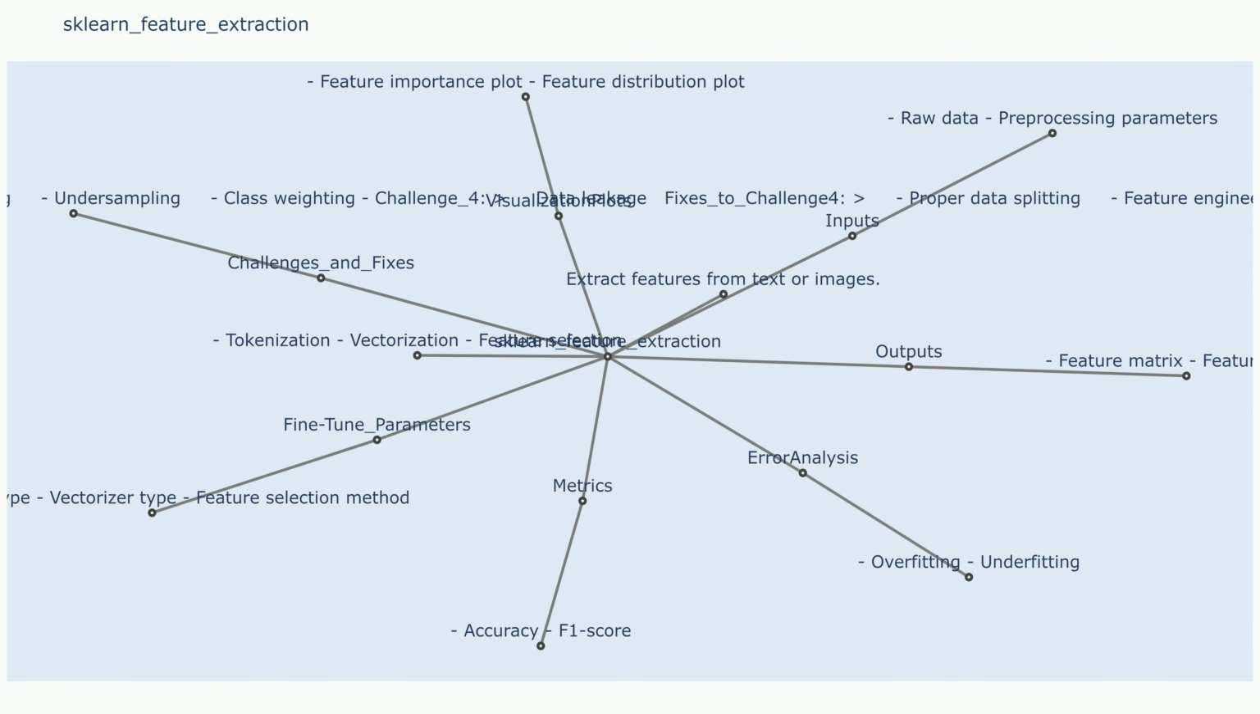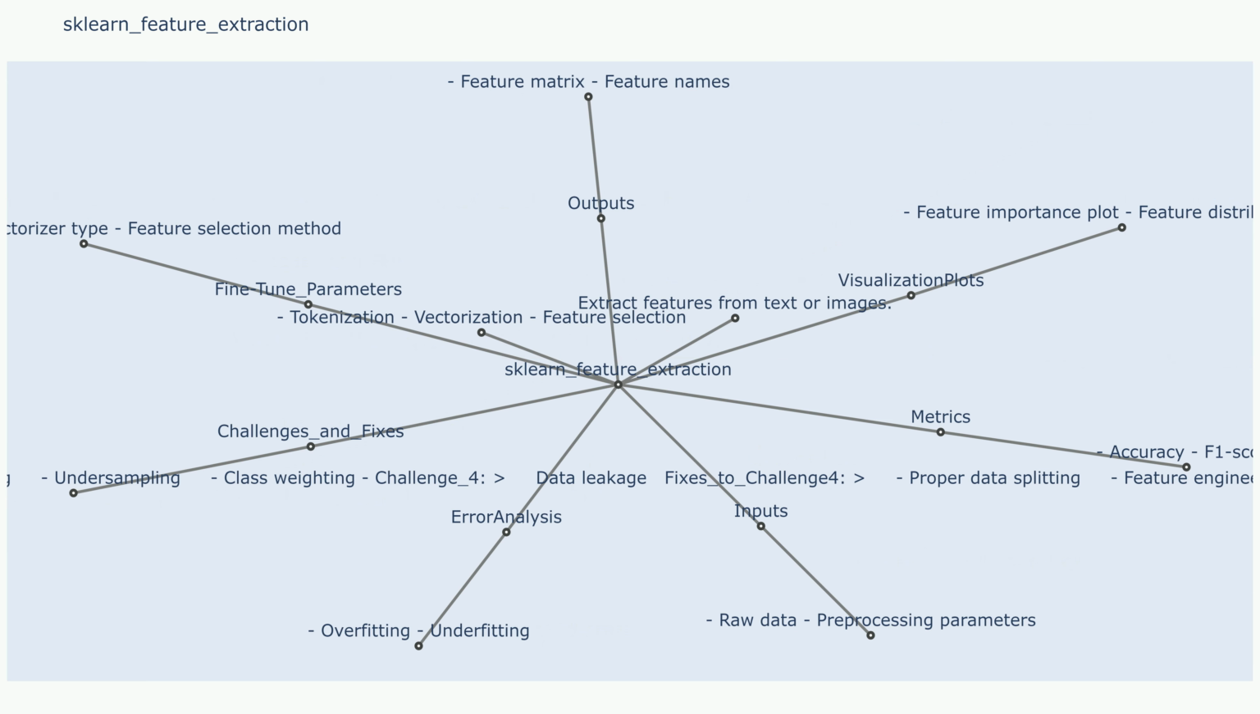sklearn feature extraction. Description: the feature extraction module in scikit-learn (sklearn) provides tools for extracting meaningful features from raw data, which is crucial for building effective machine learning models. These features can be numerical, categorical, or even text-based. The module offers methods for inputs: raw data. This could be text documents, images, numerical arrays, or any other data format suitable for feature extraction.